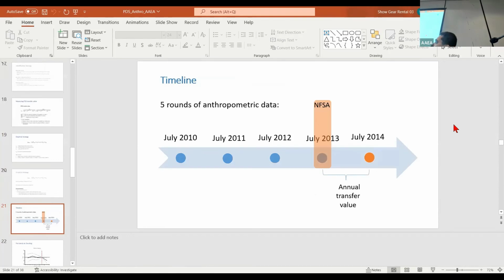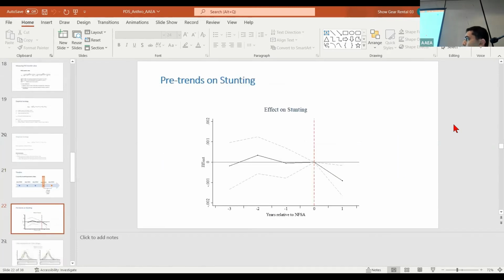As I mentioned, we have 5 rounds of anthropometric data. NFSA was enacted in 2013, so we are identifying 1 year exposure of the NFSA, and we don't find any pre-trends in the outcomes. For instance, stunting doesn't show any pre-trends, and after NFSA, stunting reduces.